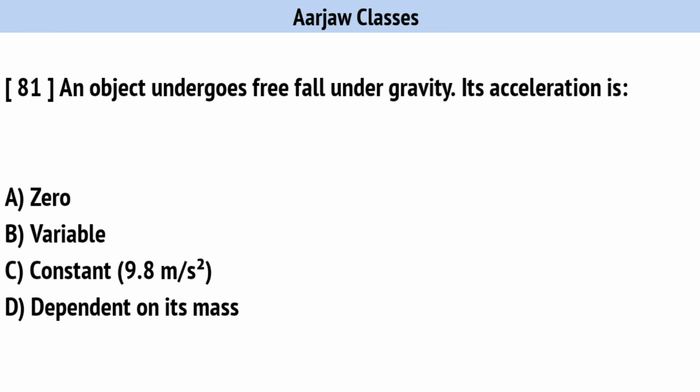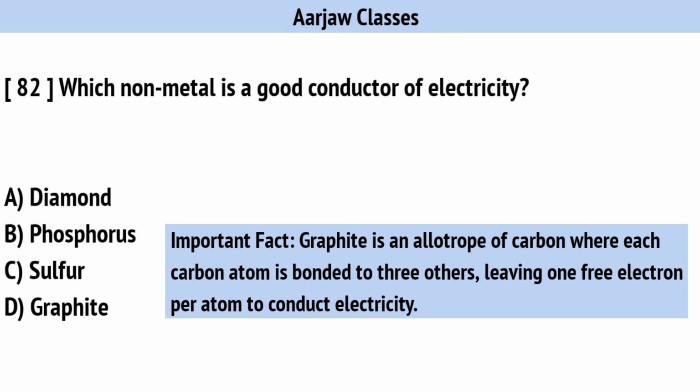An object undergoes free fall under gravity. Its acceleration is? Correct option is C, constant. Which nonmetal is a good conductor of electricity? Correct option is D, graphite.